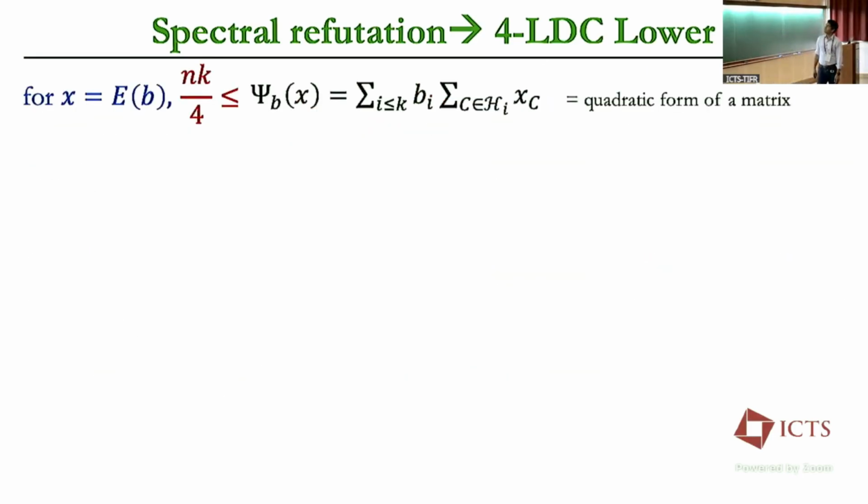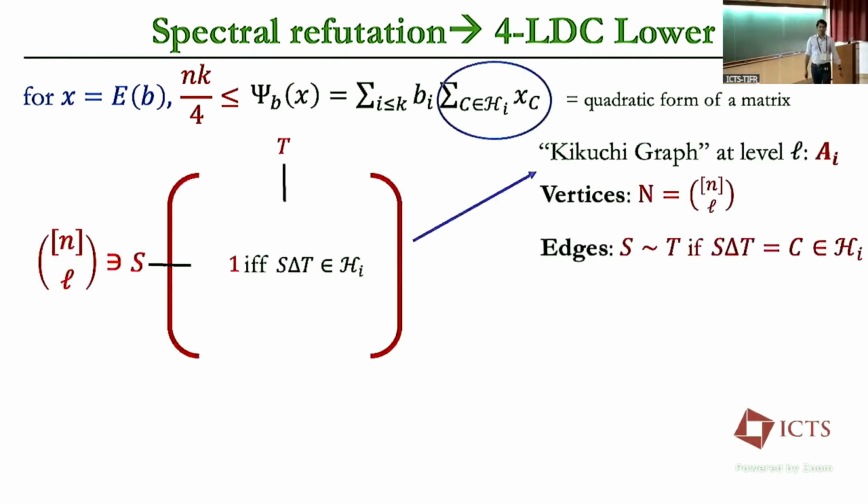Good, okay. So, just like before, we'll write it as a quadratic form of a matrix. What matrix? It's a 4 LDC, so we know it's a 4 XOR formula. We'll do the same Kikuchi matrix from earlier. So this is the matrix you all remember. We'll choose a parameter L. We haven't decided what L is, but let's work with it. It's the same matrix that we saw from the previous part, the matrix for the ith.